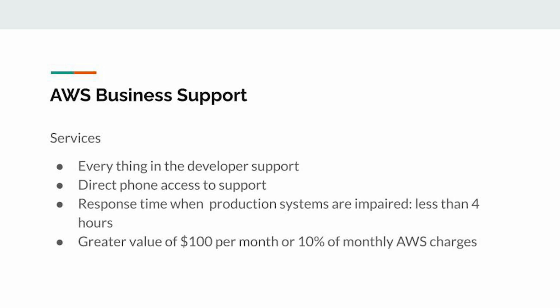Everything in the AWS Developer Support is included in AWS Business Support. In addition, you get direct phone access to the AWS support team. Response time, if the production systems are impaired, is less than 4 hours. The cost is the greater value of $100 per month or 10% of monthly AWS charges. AWS Business Support is good for businesses with production workloads.